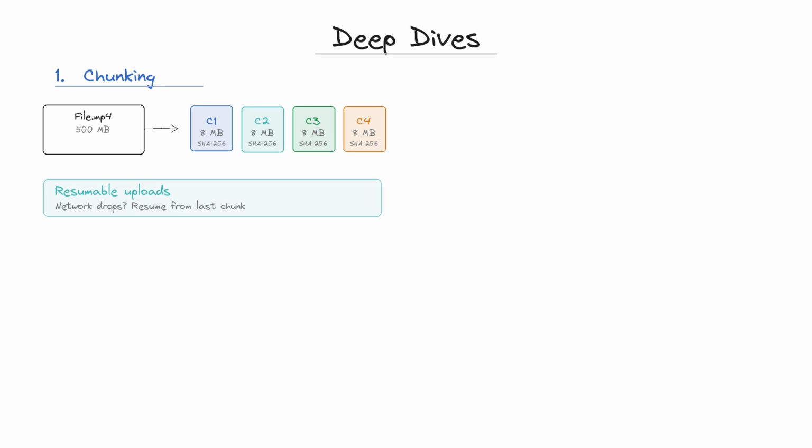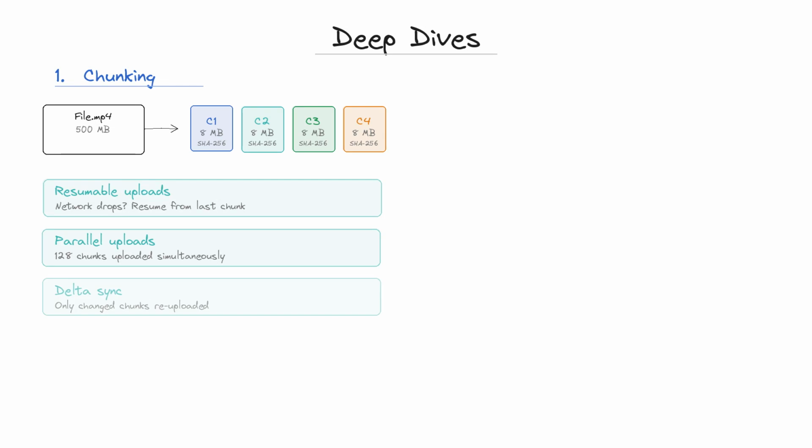Parallel uploads. You can upload multiple chunks simultaneously across different connections. A 1 gigabyte file broken into 128 chunks of 8 megabytes. Each can be uploaded in parallel, dramatically faster than a sequential single upload.